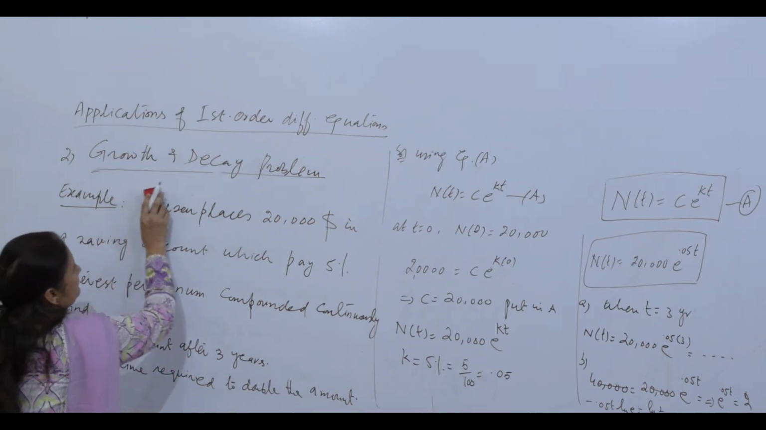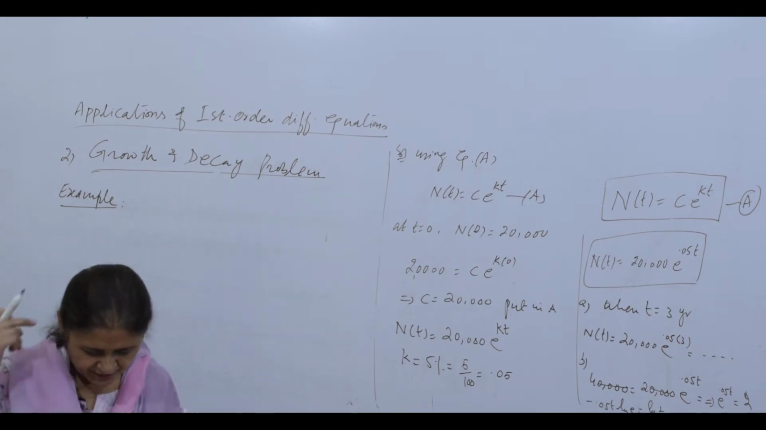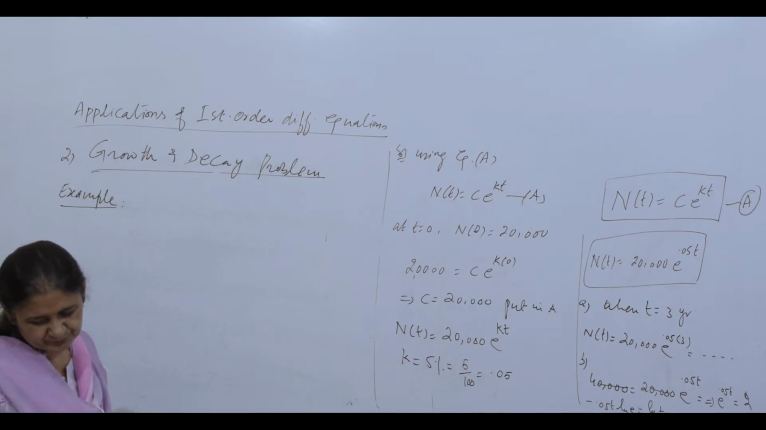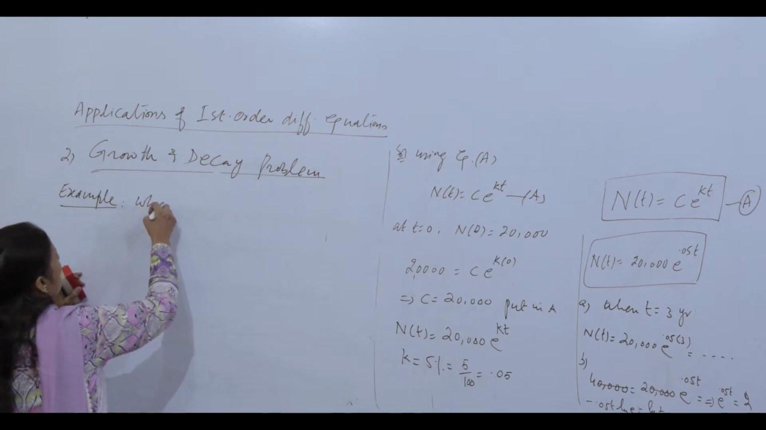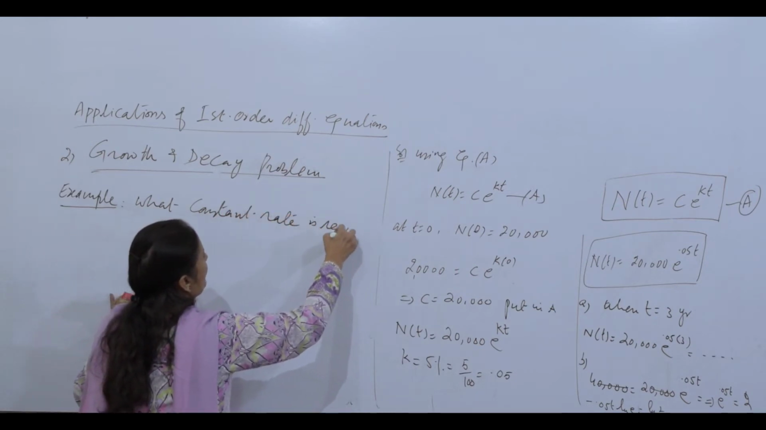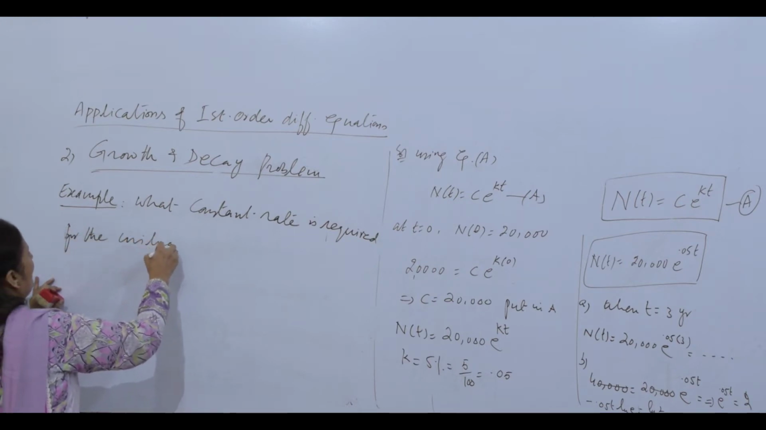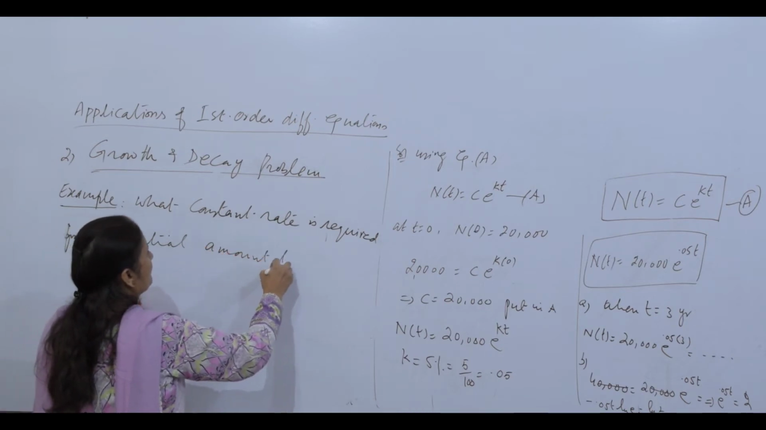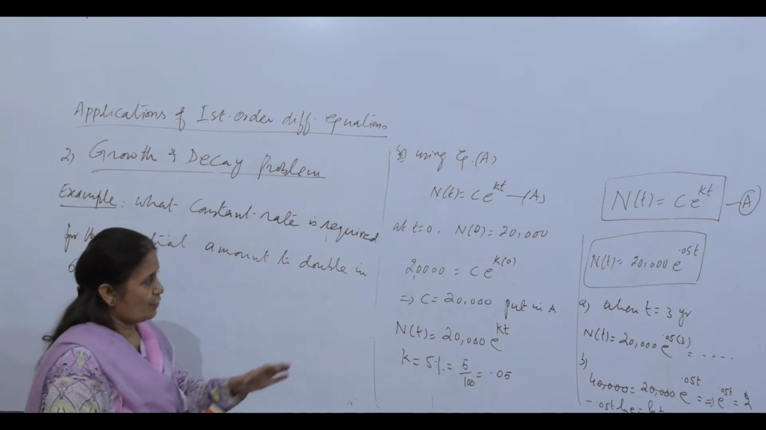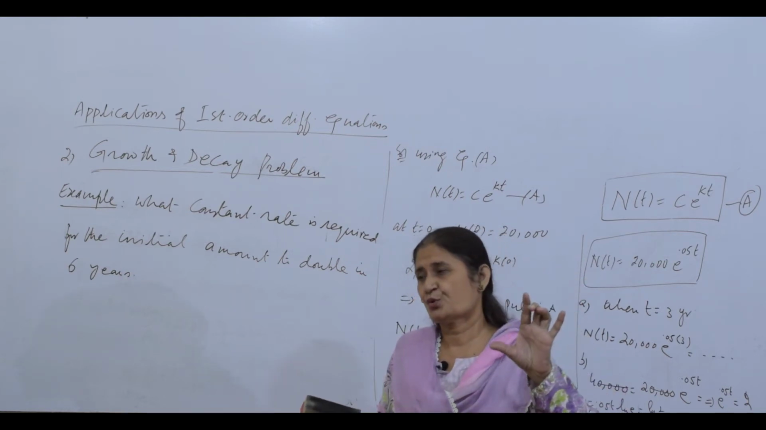Let me have another example. The second example is related to the first example. What constant rate is required for the initial amount to double in 6 years time? Now this is related to that. Time is given, but the initial amount is N0, and it could be doubled.